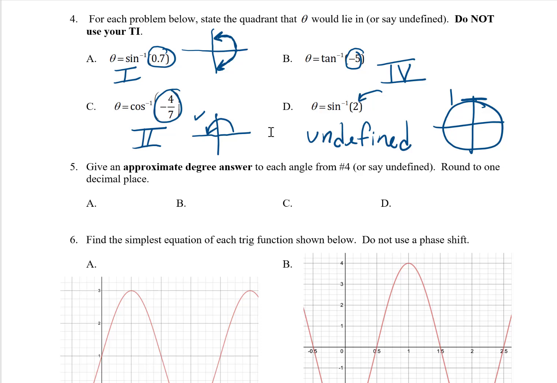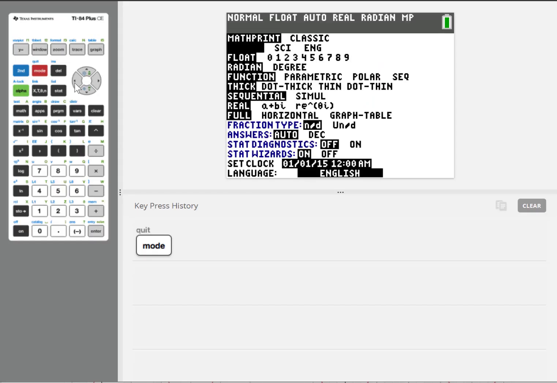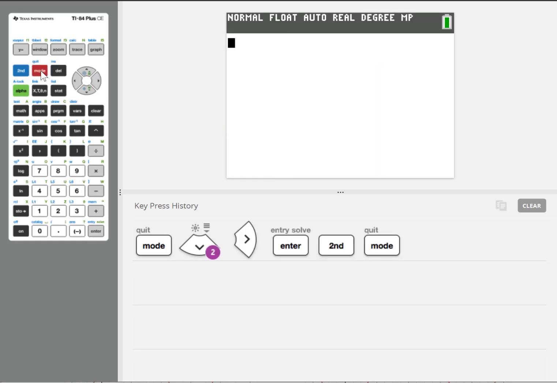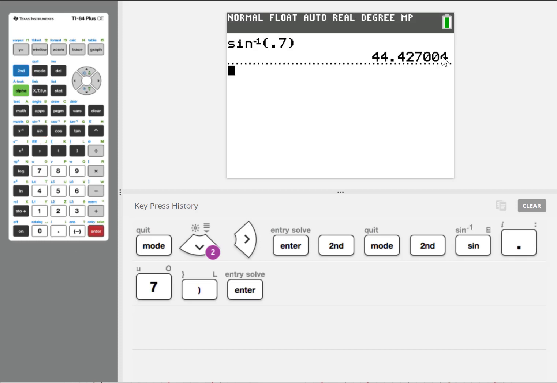In problem 5, we want to give some approximate answers to those angles we were talking about in number 4. And so we'll just have to go to the calculator. We do want degrees, it says, so I will need to put myself into degree mode first. And then it's just a matter of typing them all in. The first one is sine inverse of 0.7. We wanted it to 1 decimal place, so that's 44.4 degrees.